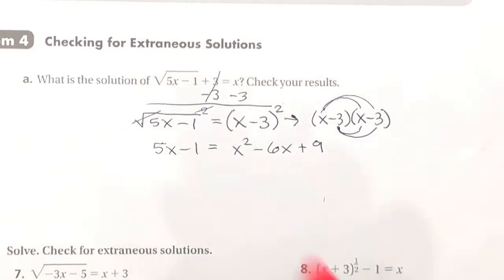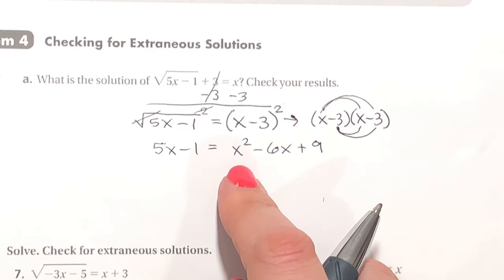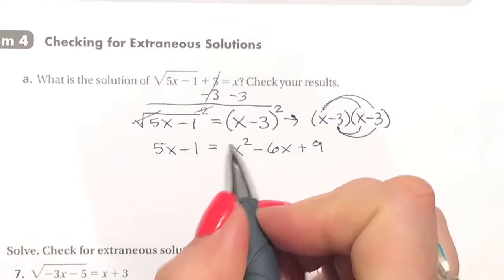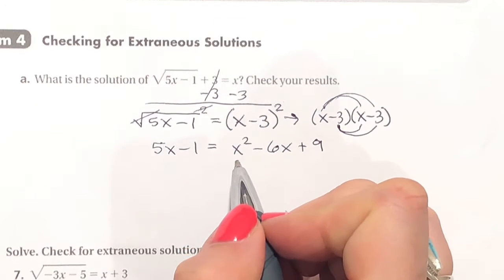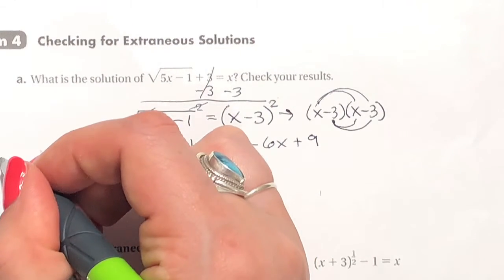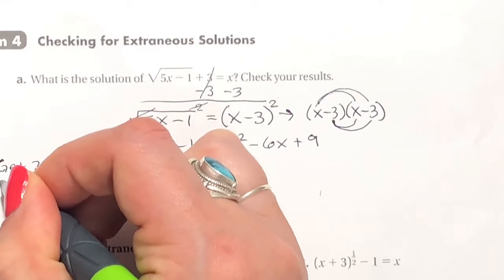Okay, so notice we also have an x squared in this one. So far, we haven't run into any x squareds. Whenever you need to solve an equation with x squareds in it, the only way you can do that is first you need to get 0 on one side. So I'm going to write that out. We want to get 0 on one side.